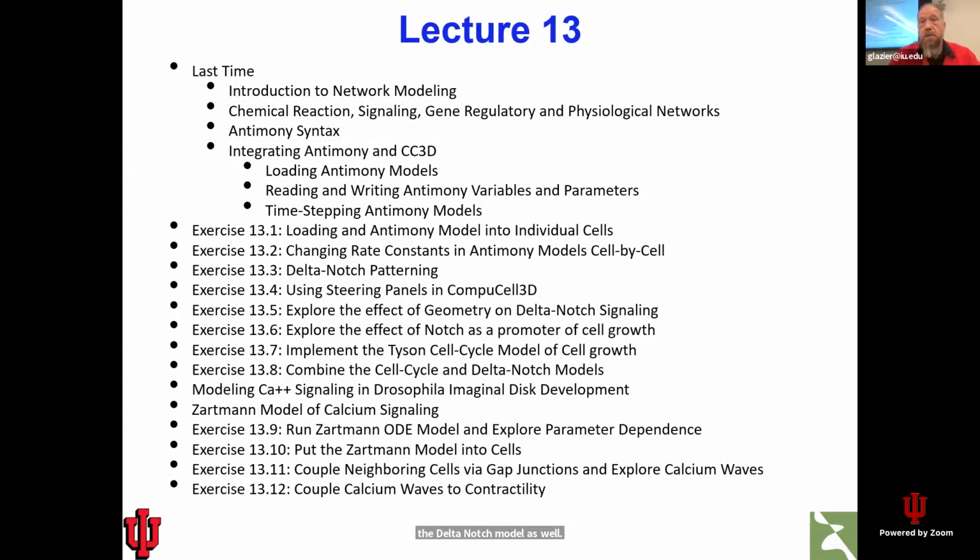That Zartman model, and actually the Delta-Notch model as well, are things that are currently used in research. These are based on published models, but the things they're based on were published in the past year or two. They're recent, and they're currently used by people for contemporary research. So we're getting to the point now in the semester where you have enough tools to be able to do modeling that is in fact research relevant.